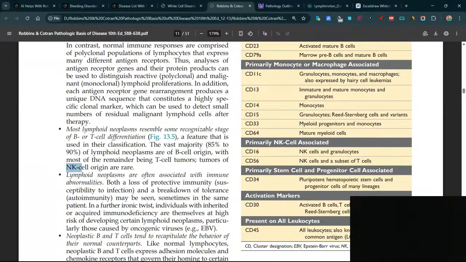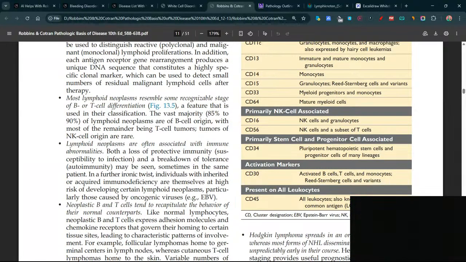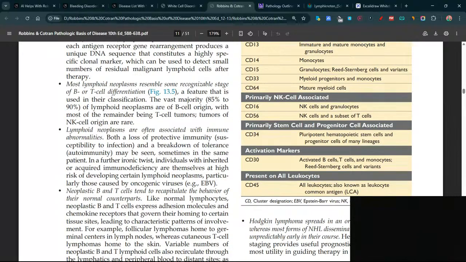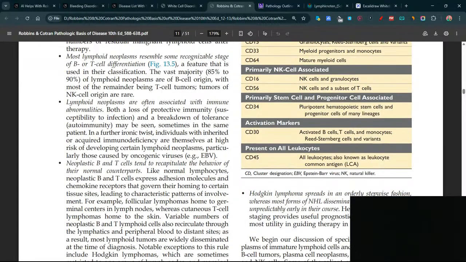Lymphoid neoplasms are often associated with immune abnormalities because of loss of protective immunity, susceptibility to infection, and the breakdown of tolerance. Autoimmunity may sometimes be seen in the same patient. In a further immune twist, individuals with inherited or acquired autoimmune conditions are themselves at high risk of developing certain lymphoid neoplasms.